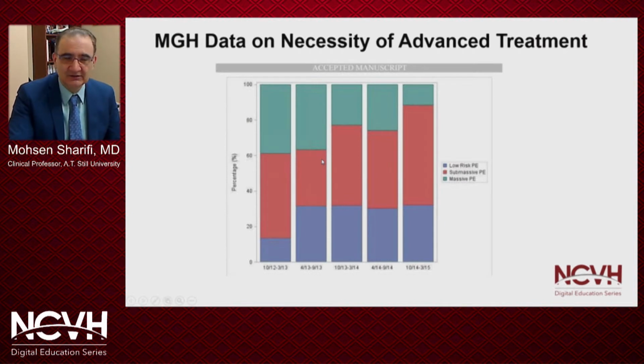Now, if you look at the data from Mass General Hospital on those patients who qualify for some form of advanced treatment, meaning not just anticoagulation, more than that, which mostly is thrombolysis, you would see that the traditional thought process that only 5% of the patients would qualify no longer holds. This is from the PERT data, that they came to the conclusion that about 65 to 70% of the patients can benefit from some form of advanced treatment.